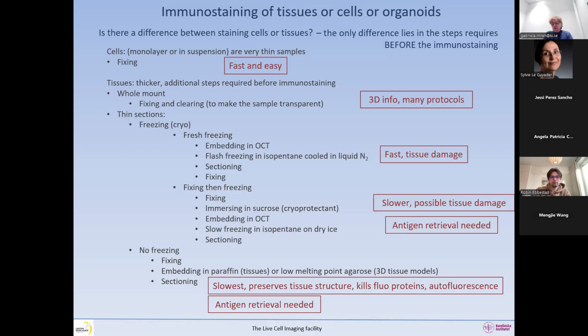So when we talk about immunostaining, depending on the type of sample that we have, and then, of course, our scientific question, we will treat our material in a different way. But the only difference between all these methods lies in what we do before the immunostaining, how we perform the fixation step, and a few steps that we need to perform to be able to get our samples.